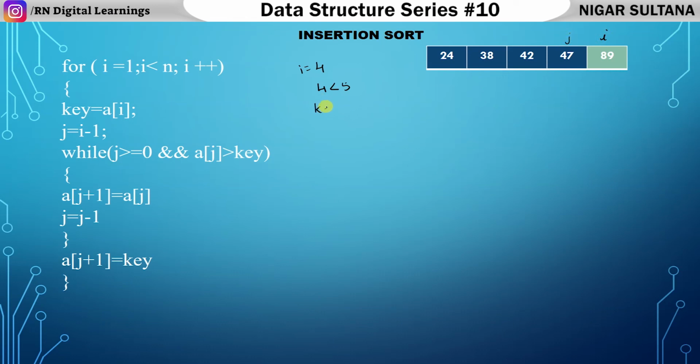Key is equal to, what is A of 4? A of 4 is 89. So key is my 89. Key is equal to 89. Yes, next the value of J is I minus 1. That is 4 minus 1 is 3. So this is my J.